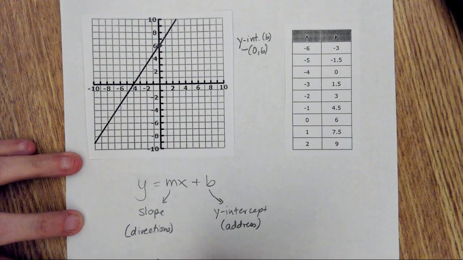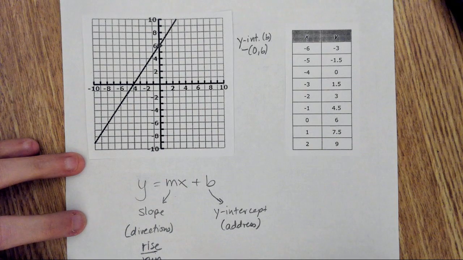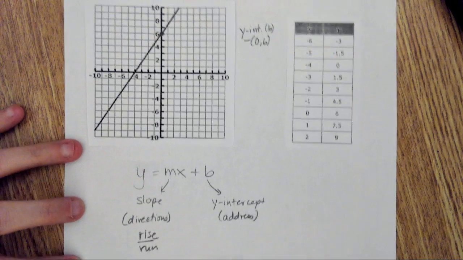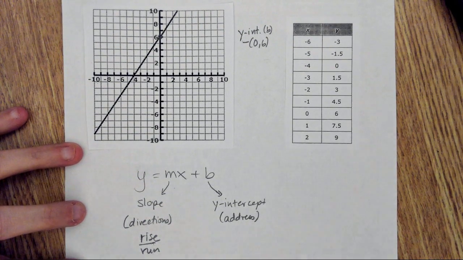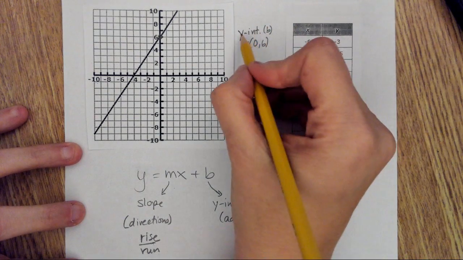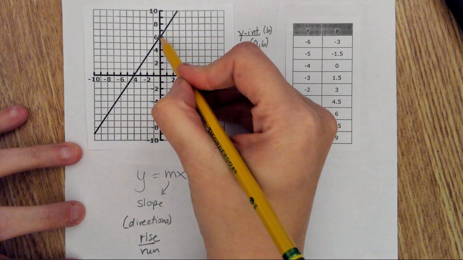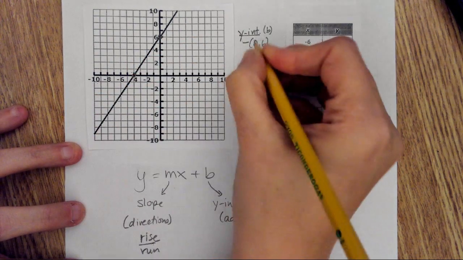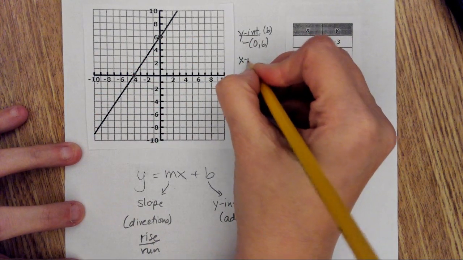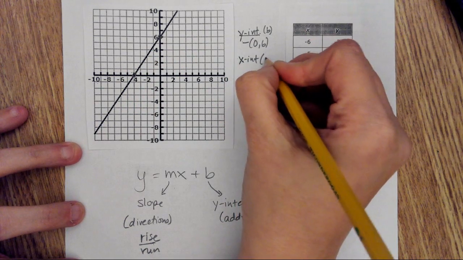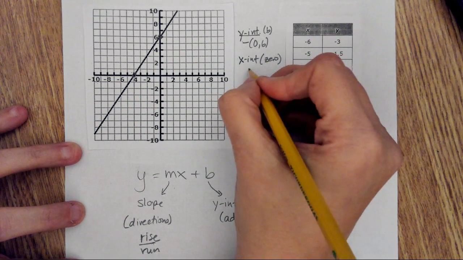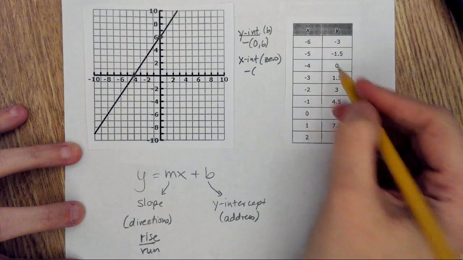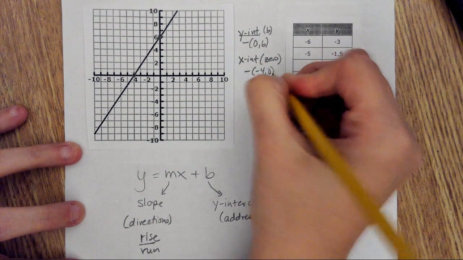Whenever we work with graphs, our slope is always going to be rise over run. We try to write things as fractions so that they are in rise over run format. The first thing I saw there was my y-intercept, which is right there at (0, 6). If that's the y-intercept, then this point right here is my x-intercept, which we also call a zero. That point is located at (-4, 0).